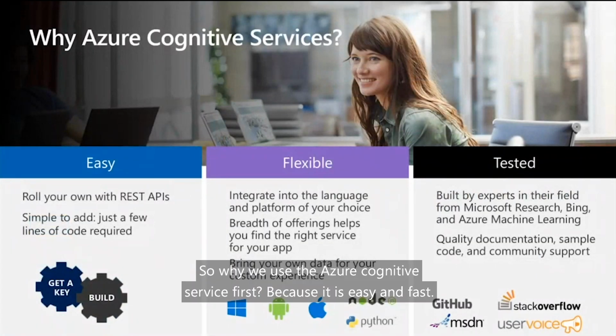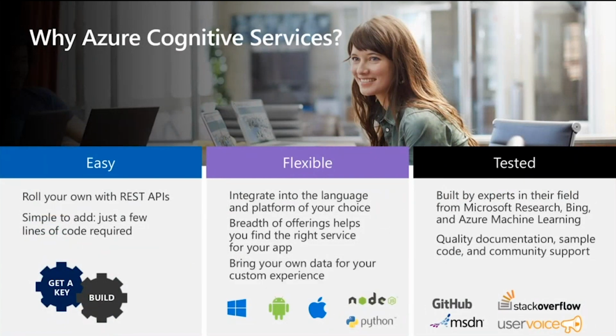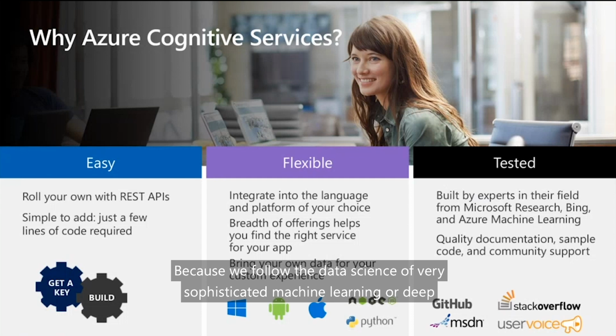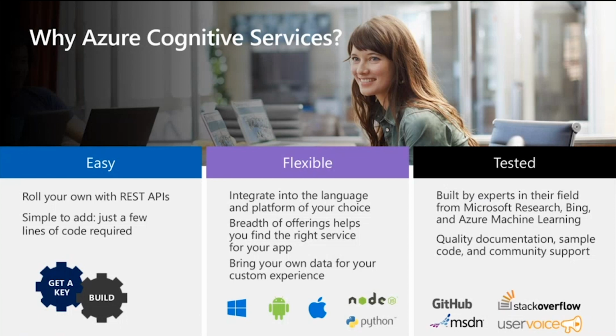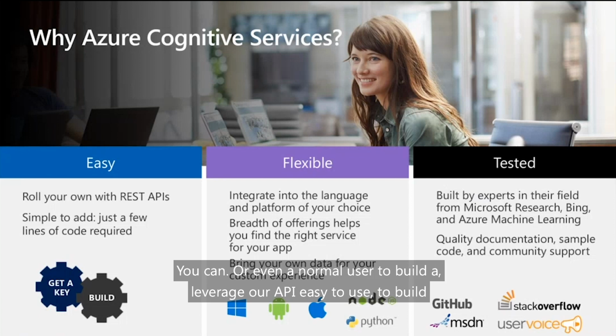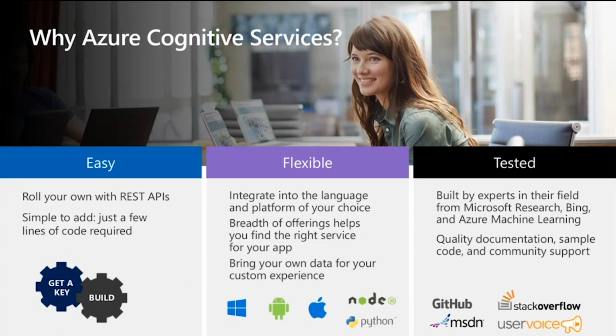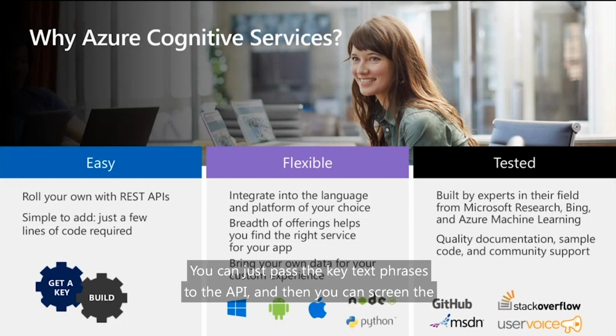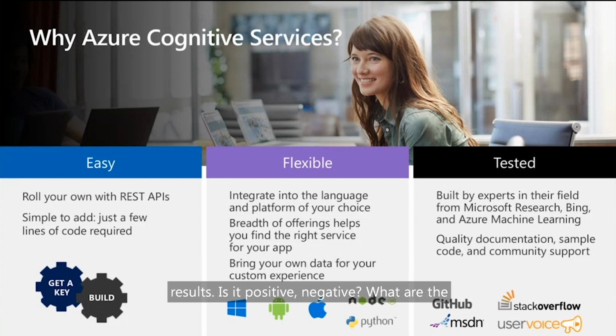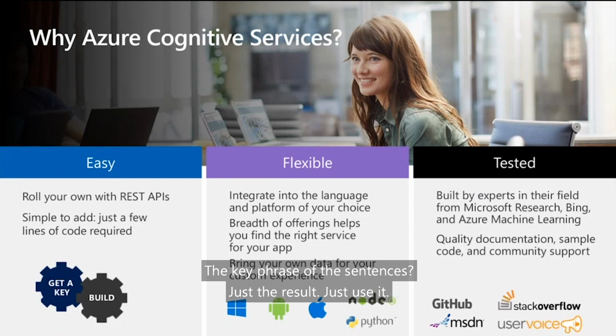So why do we use the Azure Cognitive Service first? Because it is easy and fast. Without data science or sophisticated machine learning or deep learning knowledge, even a normal user can leverage our API, which is easy to use, to build machine learning, data science, or deep learning powered applications. So it's very easy to use, just call the API. You can just pass the text phrases to the API, and then you get the results. Is it positive, negative, what are the key phrases of the sentences, just use the result. So it's very easy to use.